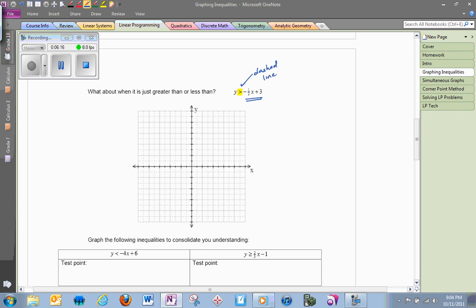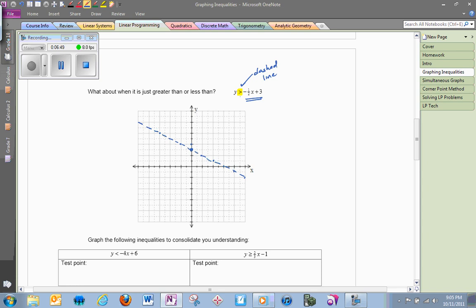I start here with the intercept at 3. And then I go down 1 and to the right 2, down 1 and to the right 2. I can go up 1 and to the left 2. And in order to finish the line, I make sure that I draw a dashed line instead of a solid line. That's how we explain an inequality that is not an equal to inequality.